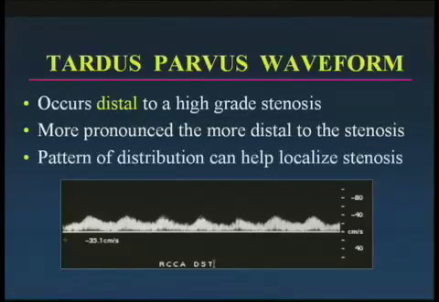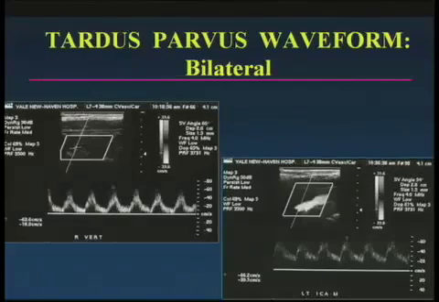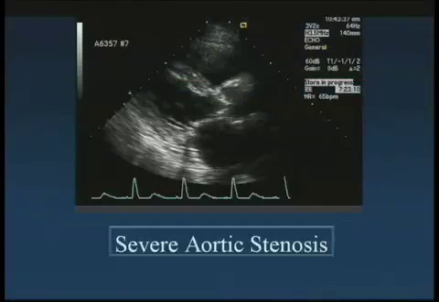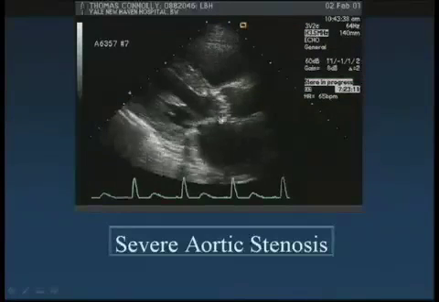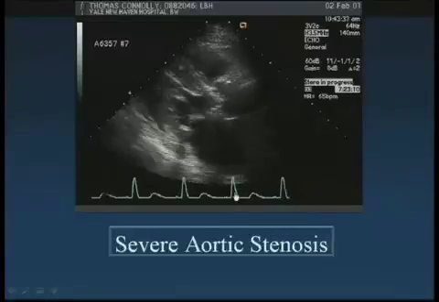And what's fun about this is that the pattern of distribution in the vessels in the neck can help localize where the stenosis is, because you know it has to occur proximal to the vessel with the tardus parvus waveform. So this patient has bilateral tardus parvus waveforms. It affects the right common, the right internal, the right vertebral artery, as well as the left internal carotid artery, so that you know that the stenotic lesion has to be proximal to the left carotid, the right carotid, and the right vertebral. So it's in, guess where? The aortic valve. And this patient has a severe aortic stenosis. This valve barely contracts at all. The lumen is almost obliterated.